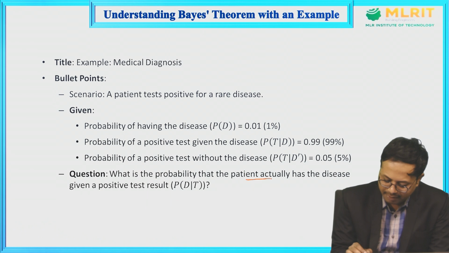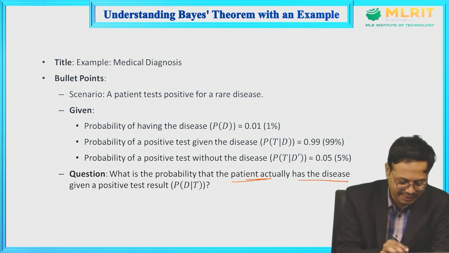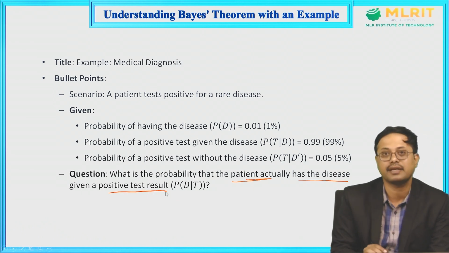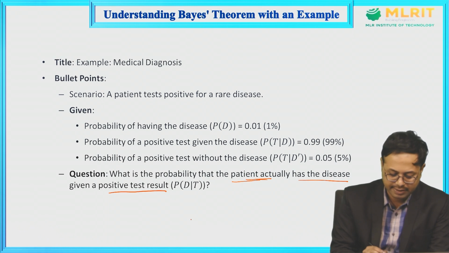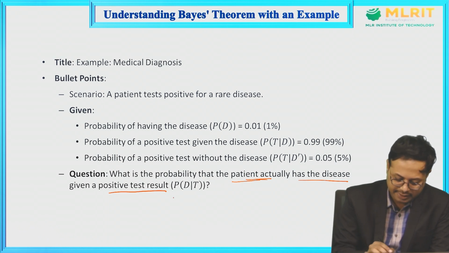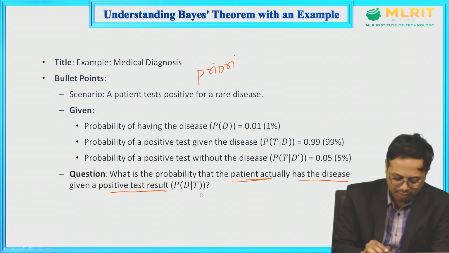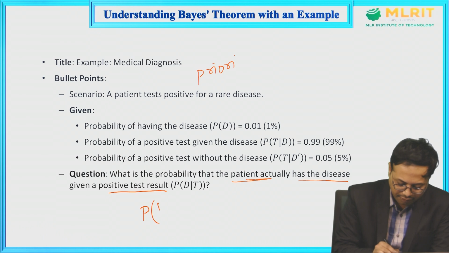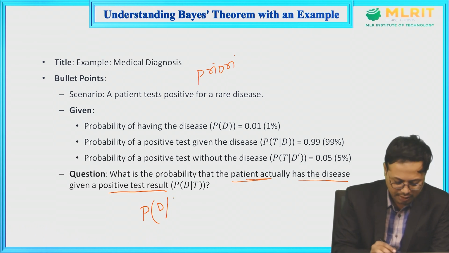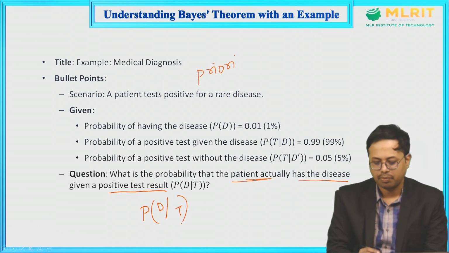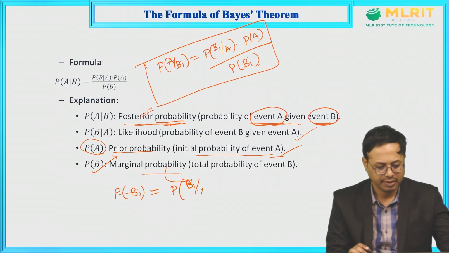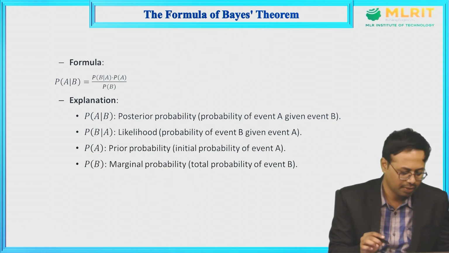Probability that the patient actually has the disease, given a positive test result. That depends on this, because here we know the prior. That is why this case is called prior events. Now here you have P of D, which we already discussed: the probability of having the disease with respect to a positive test result. Use the same formula which we have discussed.